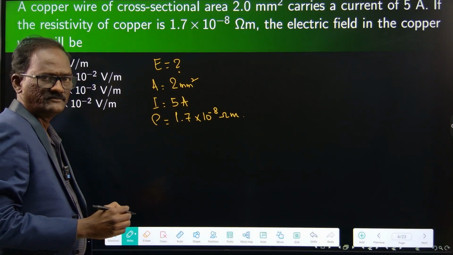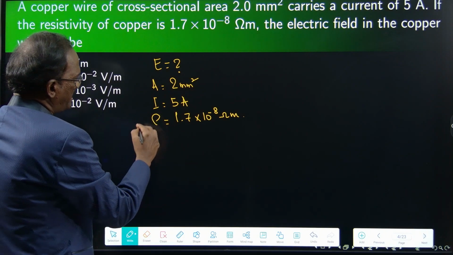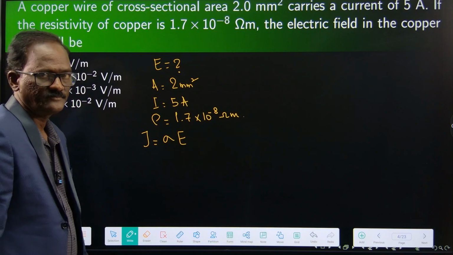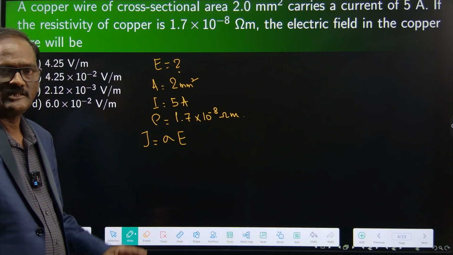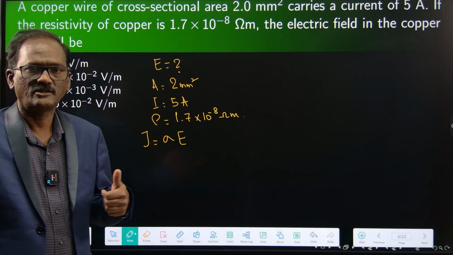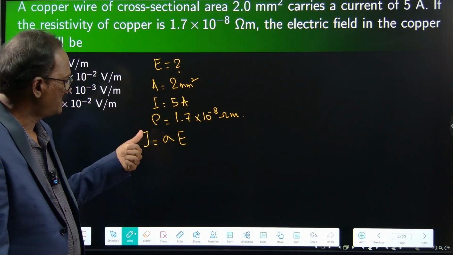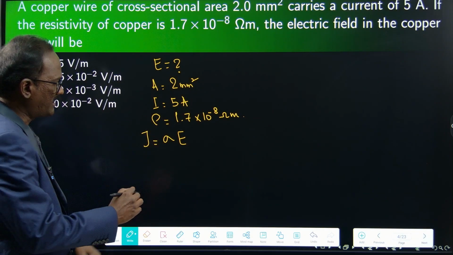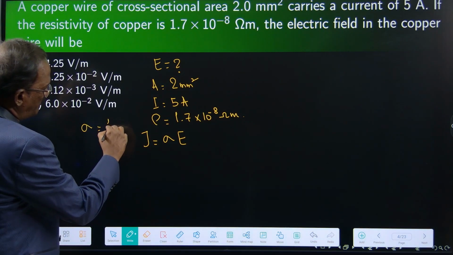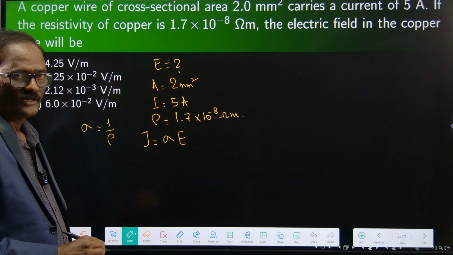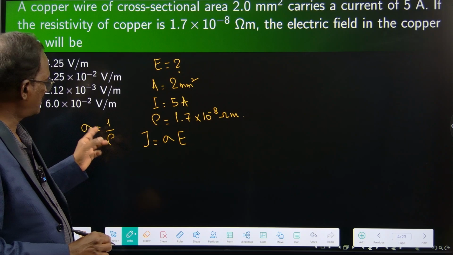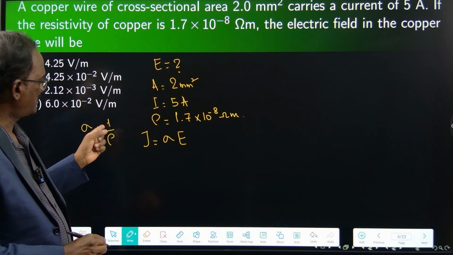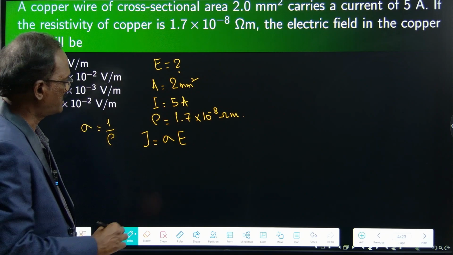I and A are given. I by A is the current density, which we have already seen in a separate video under the topic drift velocity. So J is equal to sigma E. Sigma and rho have a relationship: sigma is equal to 1 by rho. Rho is resistivity, sigma is conductivity.